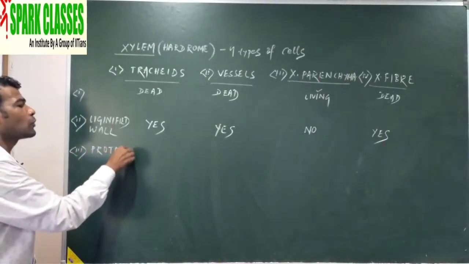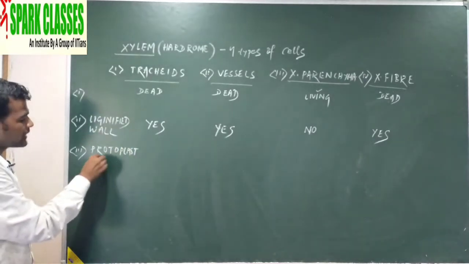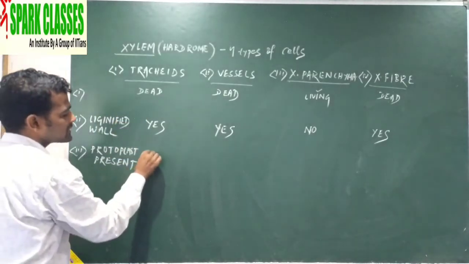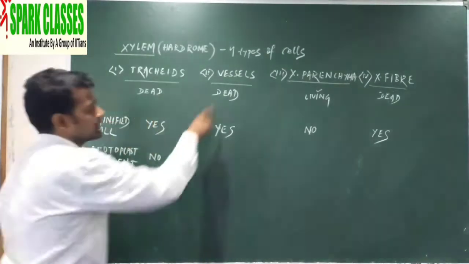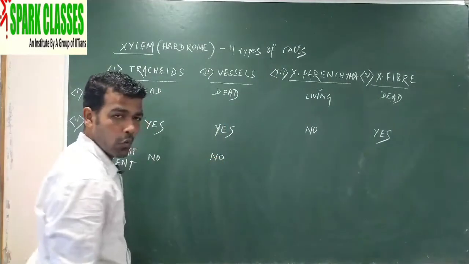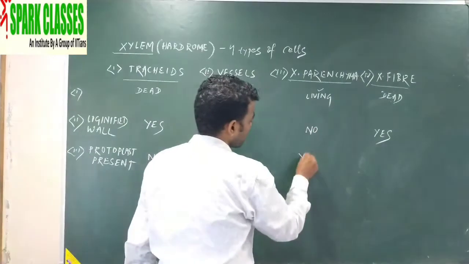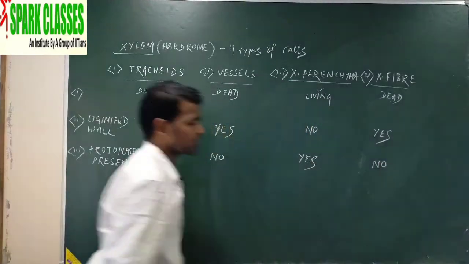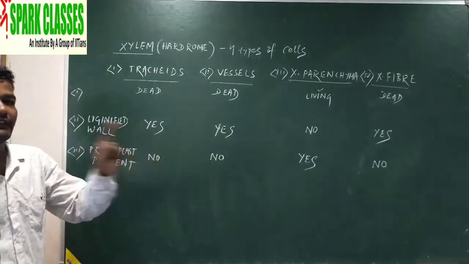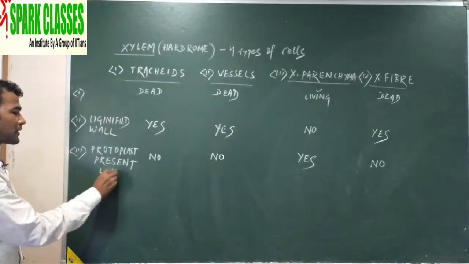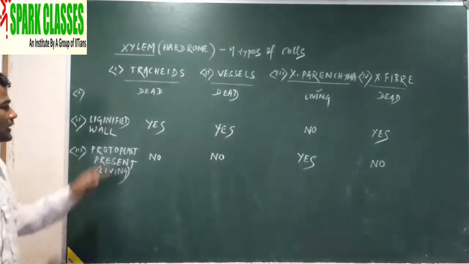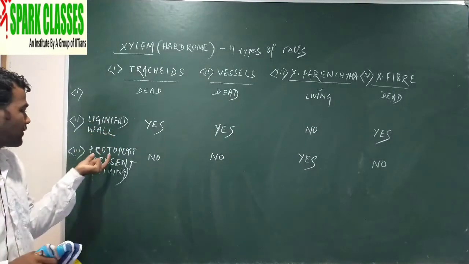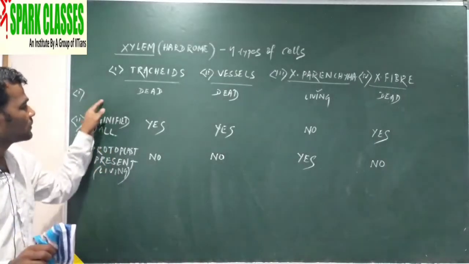Third point, protoplast. Protoplast means protoplasm and cell membrane. Is protoplast present or not? As the first one is dead, protoplast is absent. Again vessel, protoplast is absent. Living xylem parenchyma, protoplast is present, because it is living. And this one, again dead, so protoplast is absent. Protoplast is only present in living cells, because protoplast is the living part and lignified wall is the dead part. If the cell is dead, then lignified wall is present. If the cell is alive, then protoplast is present. Clear? So 3 points we have discussed.